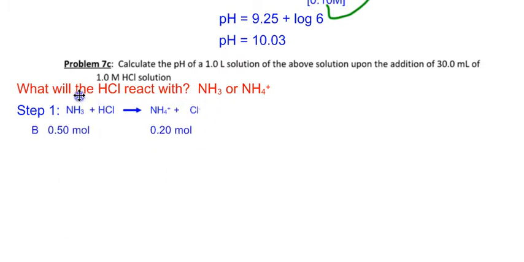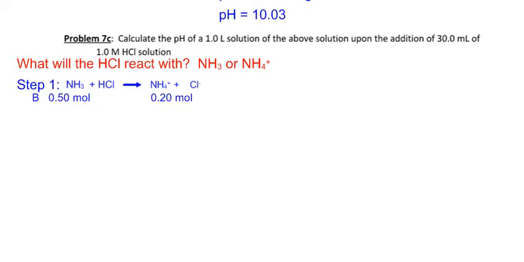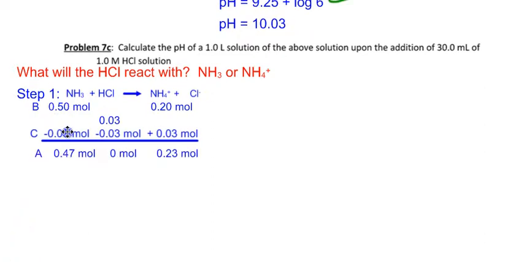And here are my initial amounts. But wait a minute, what do I do with this 30 mils of a 1 molar solution? Did you know what the new molarity is? It's not 30. Hopefully you got 0.03. So that's what, in a sense, we are adding now. So here we're going to subtract the 2, and there we go.